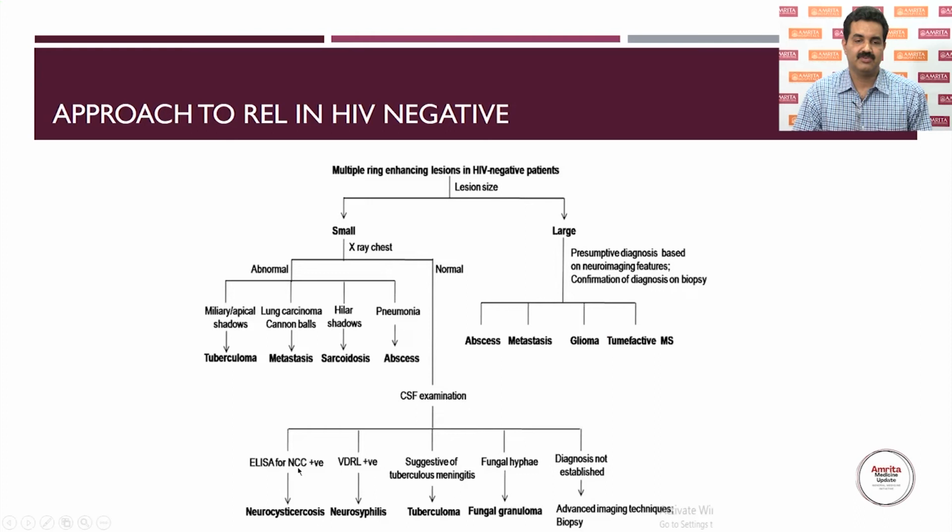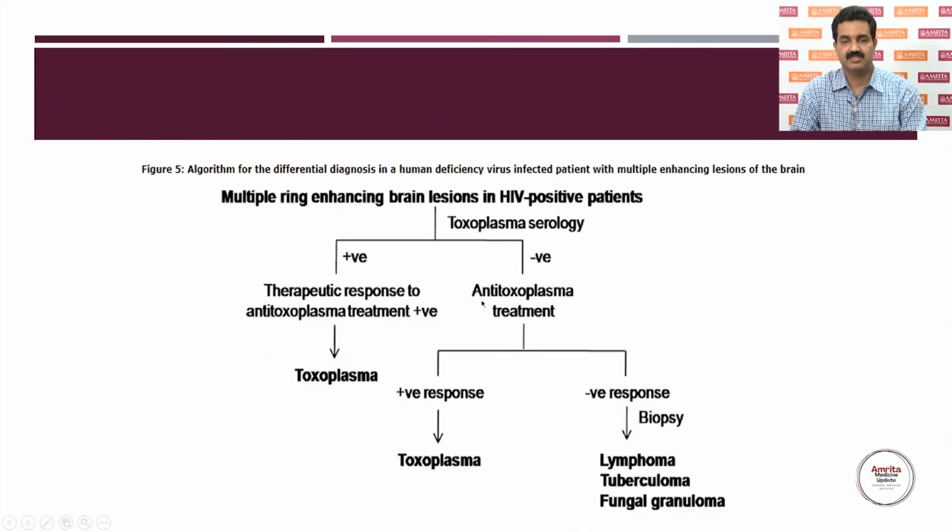You have to look for ELISA for neurocysticercosis; if positive, it is neurocysticercosis. If VDRL is positive, it is neurosyphilis. If there is a TB meningitis picture with ADA positive, lymphocyte count, high protein, you have to suspect tuberculoma. And if fungal markers, cryptococcal or aspergillus, are positive, you have to think about fungal granuloma. If diagnosis is not established, you have to go for a stereotactic biopsy. If multiple ring enhancing lesions in HIV negative patients are large, you have to suspect abscess, metastasis, glioma, or tumefactive MS. We have told how to differentiate all these things.